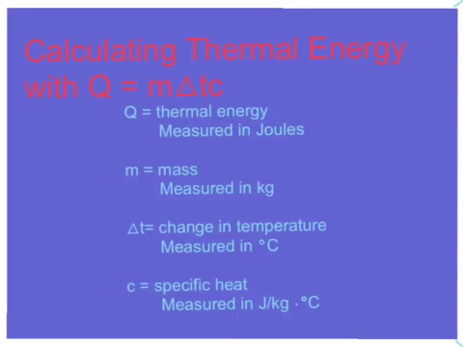Today I'm going to teach you how to calculate thermal energy with Q equals M times change in temperature times specific heat. Q is thermal energy and it's measured in joules. M is the mass and it's measured in kilograms. This little triangle T is the change in temperature. It's measured in degrees Celsius. And C is the specific heat, measured in a funky unit, which is joules divided by kg times degrees Celsius.